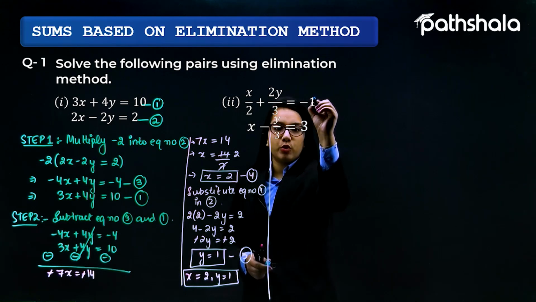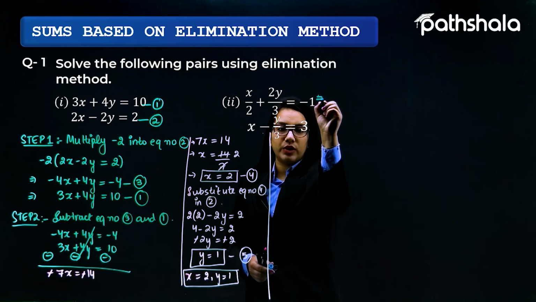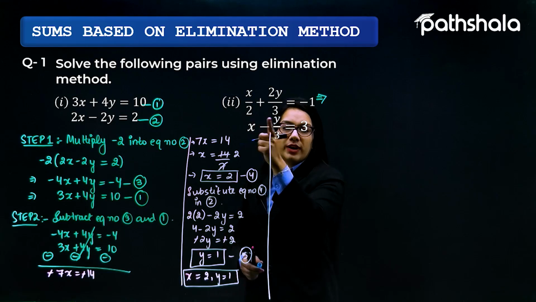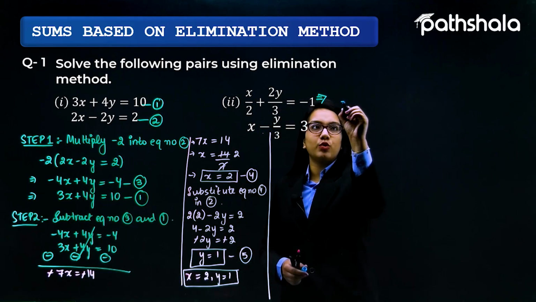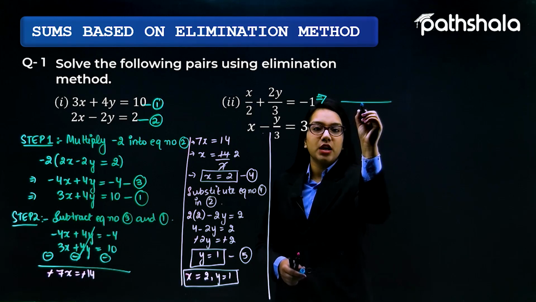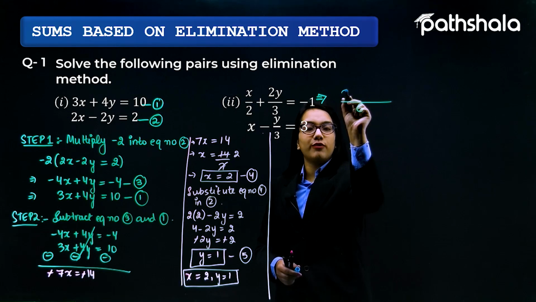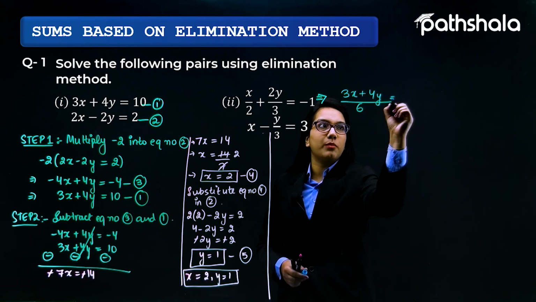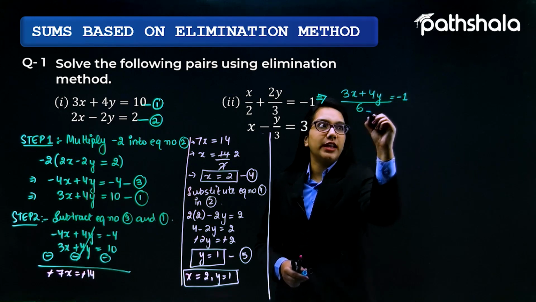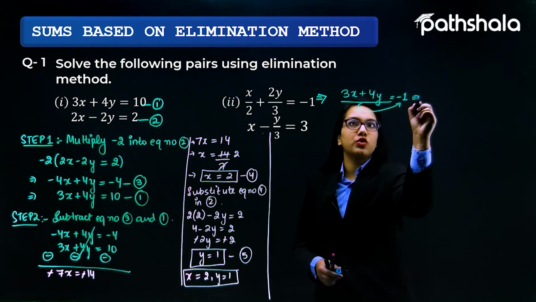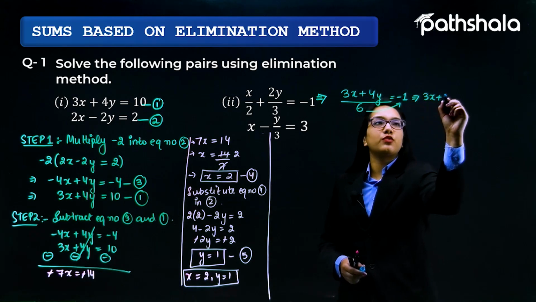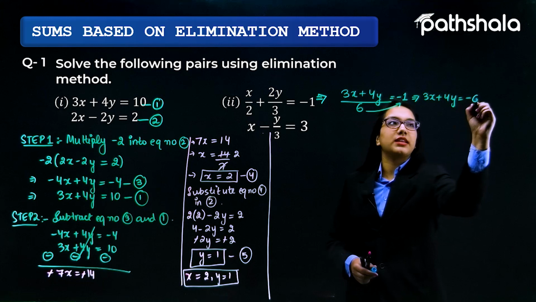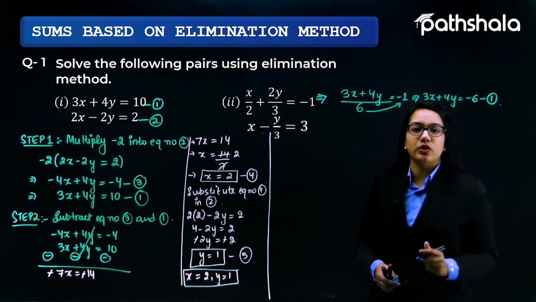First of all, let us suppose I am solving this equation. As we can see, we have 2 and 3. We can take the LCM of 2 and 3, which would be nothing but 6. So the equation would be of the form 3x plus 4y, which is equal to minus 1. If we take 6 to the other side, the equation would be 3x plus 4y, which is equal to minus 6. Let us suppose I'm calling this equation number 1.